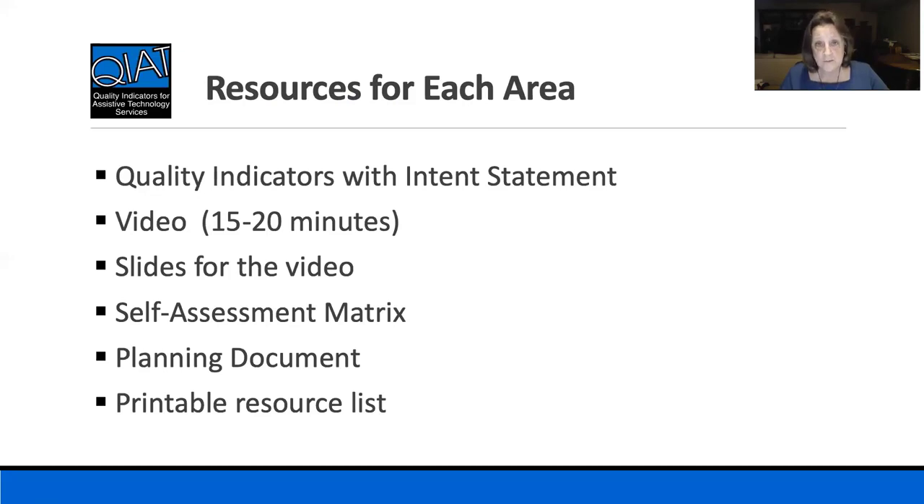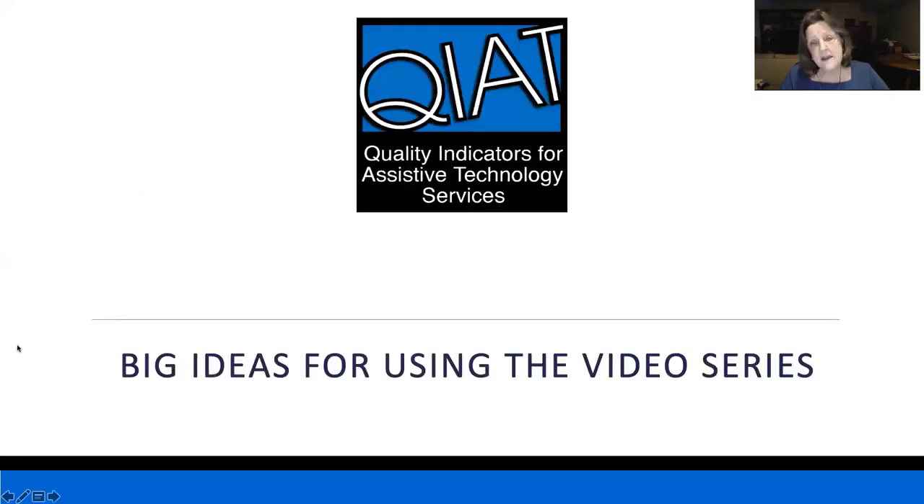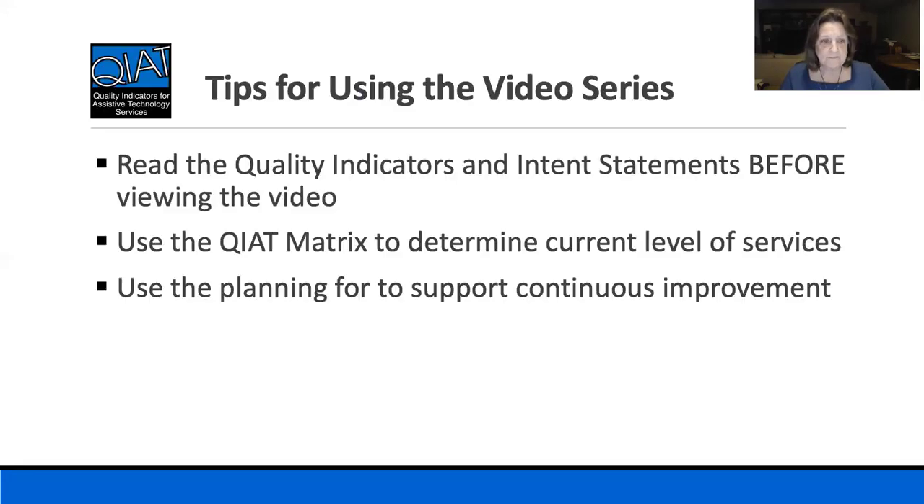There is the self-evaluation matrix, particularly for that area, that helps you know where you are and where you want to go within that area. There is a planning document specifically related to the area, and there is a printable resource list also specifically related to the area. So some big ideas for using the video series. One of them is to download that document about the quality indicators and the intent statements before you view the video, because the video doesn't have the entire quality indicator in it, nor does it have the intent statement in it. So it's good to be familiar with those before you start, if you can.